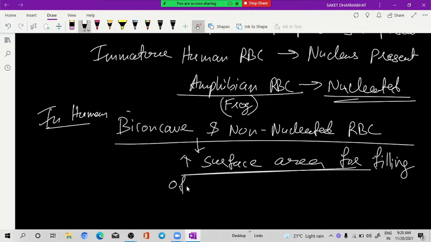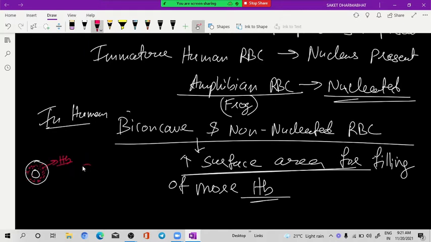For filling of what? More hemoglobin. Suppose this is the RBC, and inside the RBC the nucleus is present and hemoglobin is filled like this. Now in the middle part, this nucleus is occupying the middle space, no? This much space is occupied by the nucleus in which the hemoglobin molecule can't be filled.